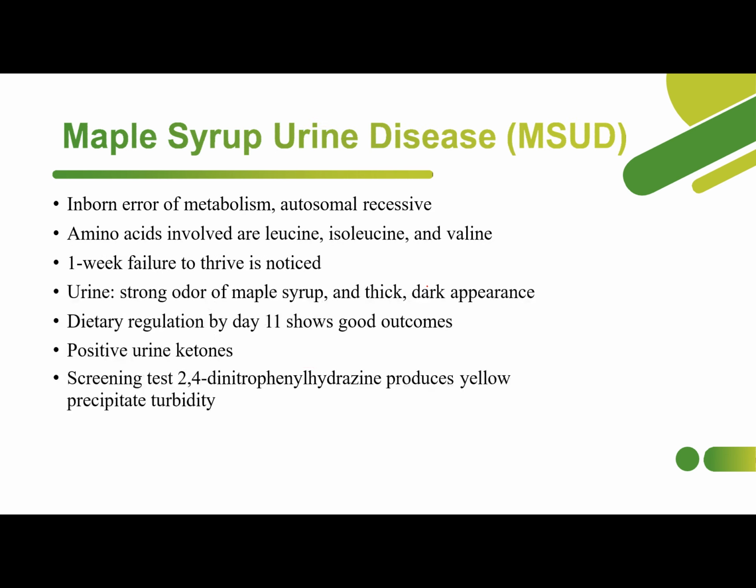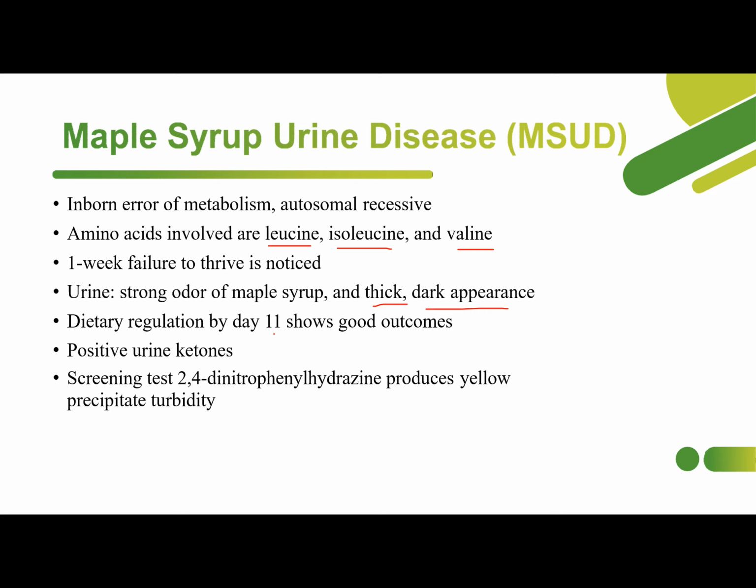So let's discuss your MSUD. MSUD, class, is an inborn error of metabolism. It is inherited autosomal recessive. Amino acids involved in your MSUD are your leucine, isoleucine, and valine. In 1 week, failure to thrive is noticed. Urine would produce a strong odor of maple syrup and would have a thick and dark appearance. So para siyang maple syrup, class, yung urine mo. Very thick and very dark with a strong odor of maple syrup.